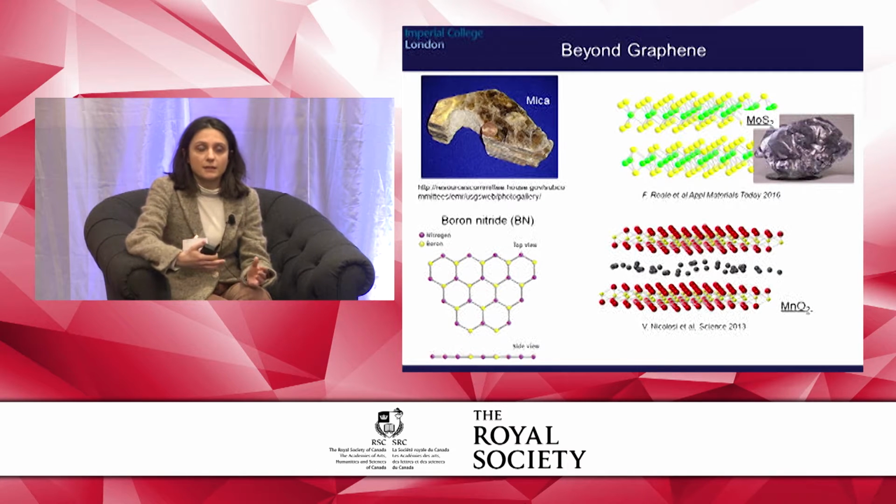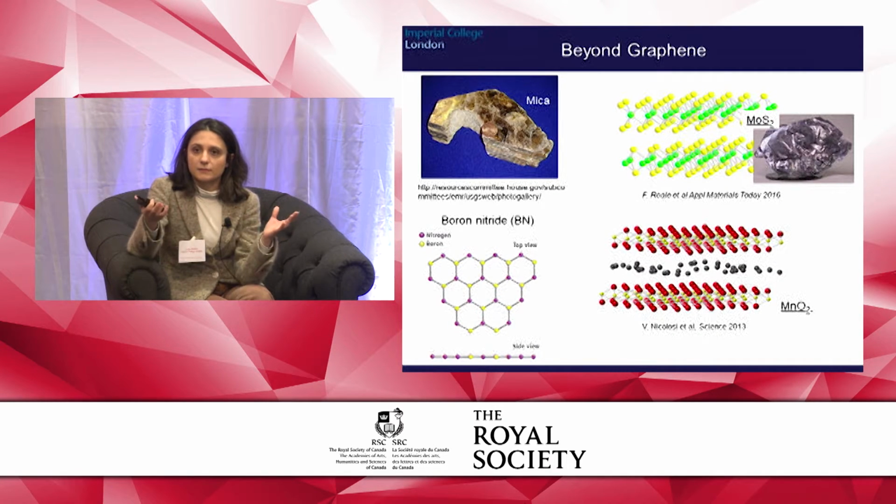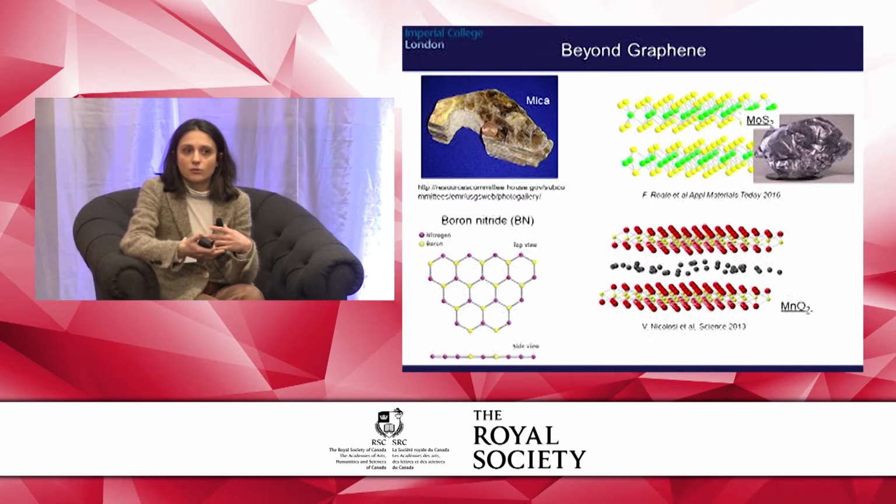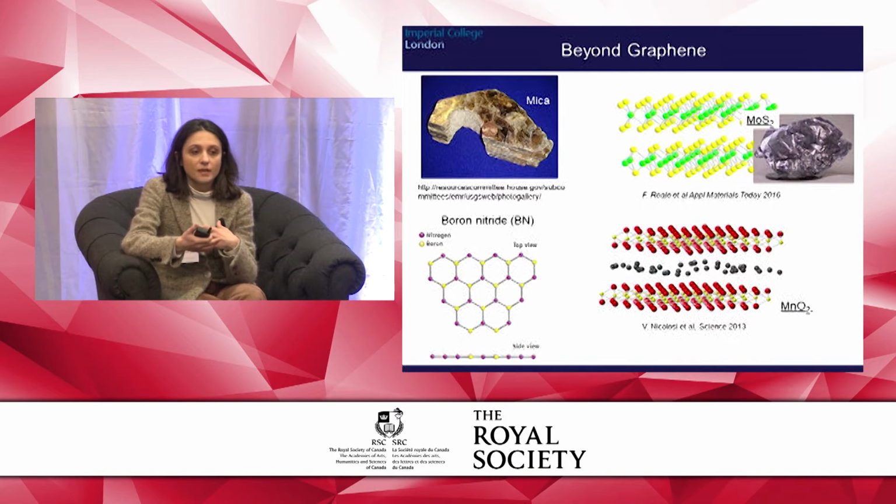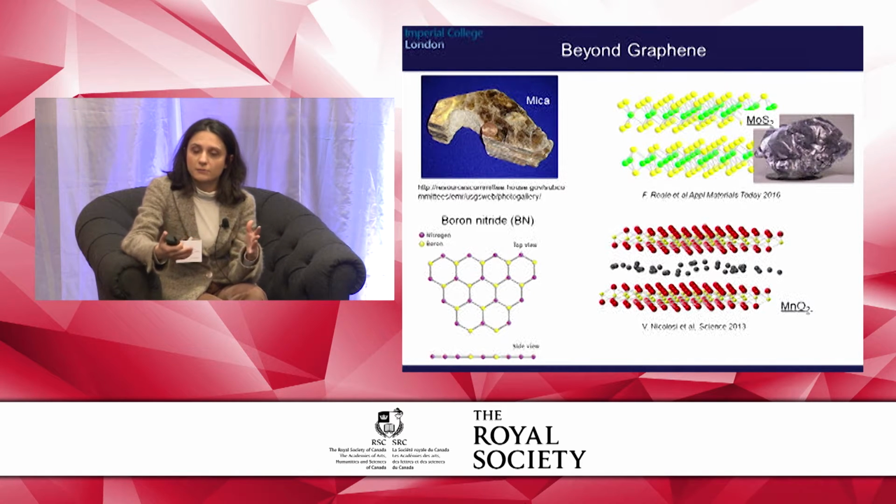At the same time, we can manipulate these two-dimensional layers as individual particles. So we can use the same processing techniques that we typically use for ceramic materials or for polymers on these two-dimensional materials. So we have some of the tools of manufacturing for how we can actually process these 2D materials.